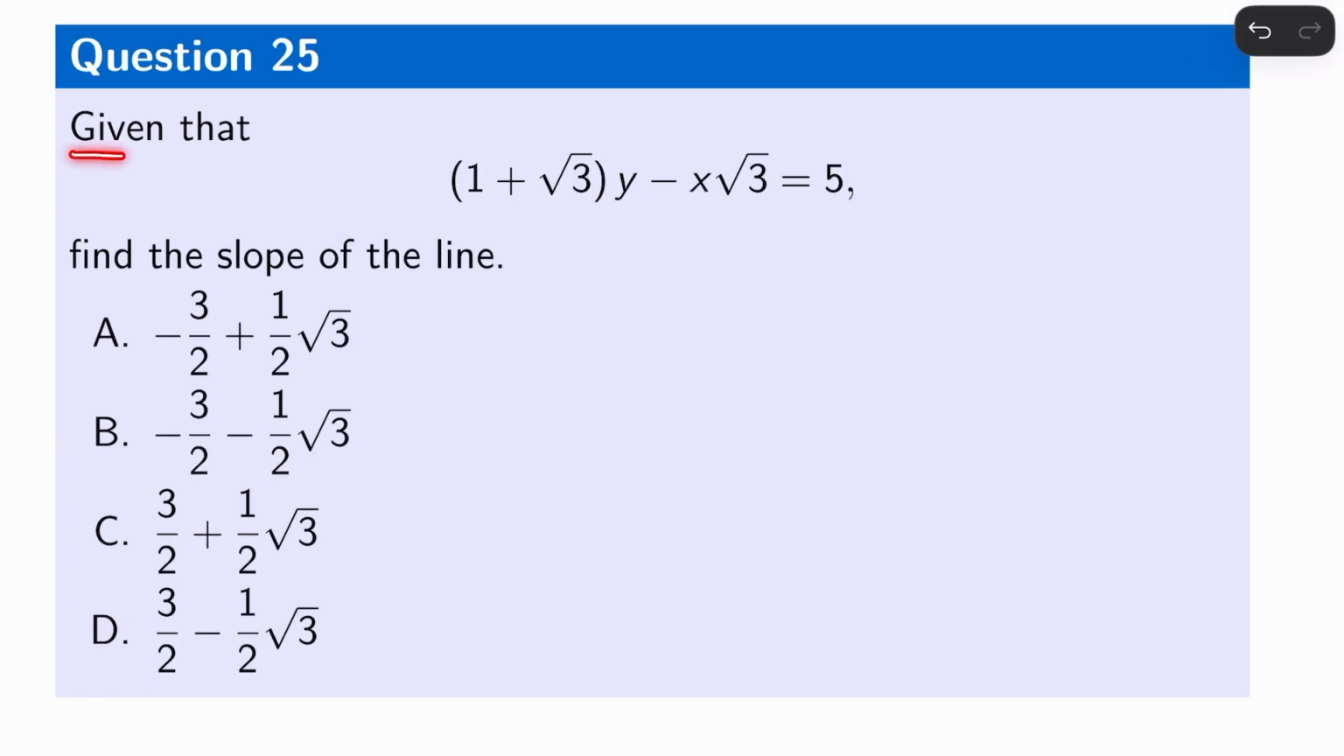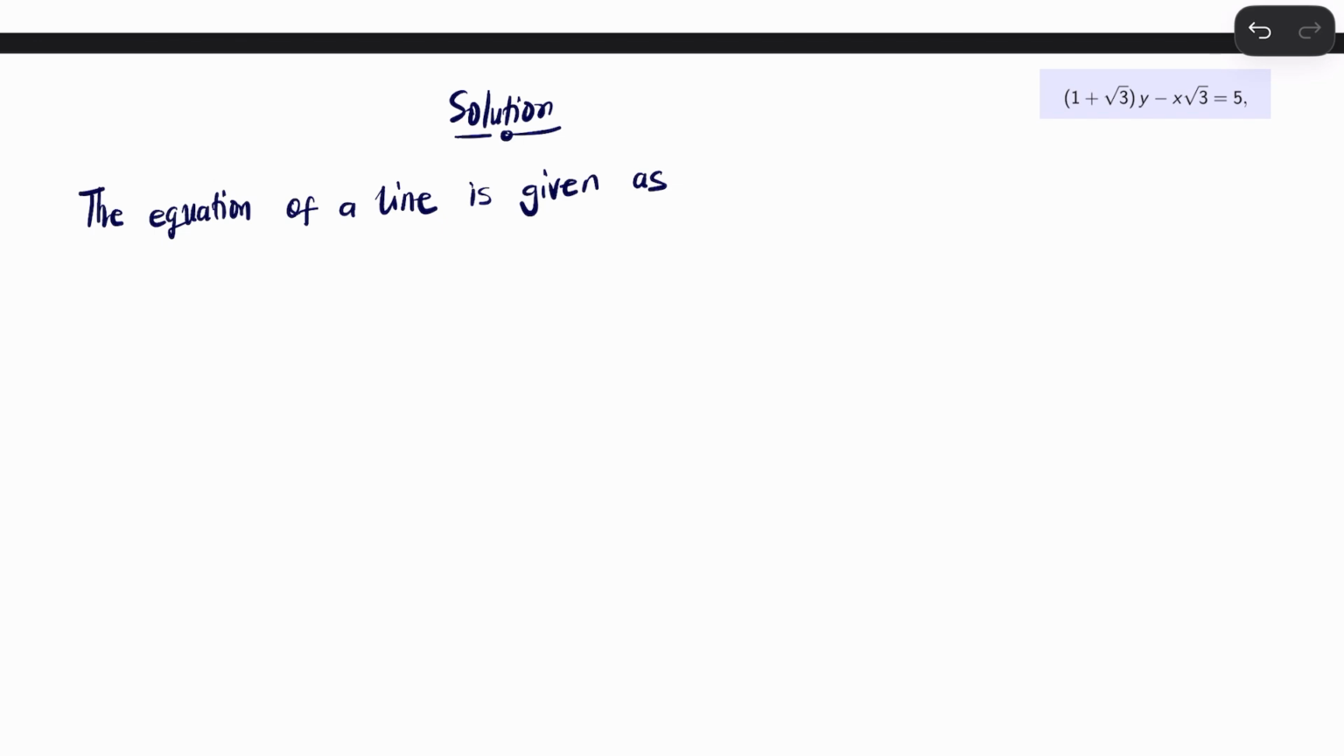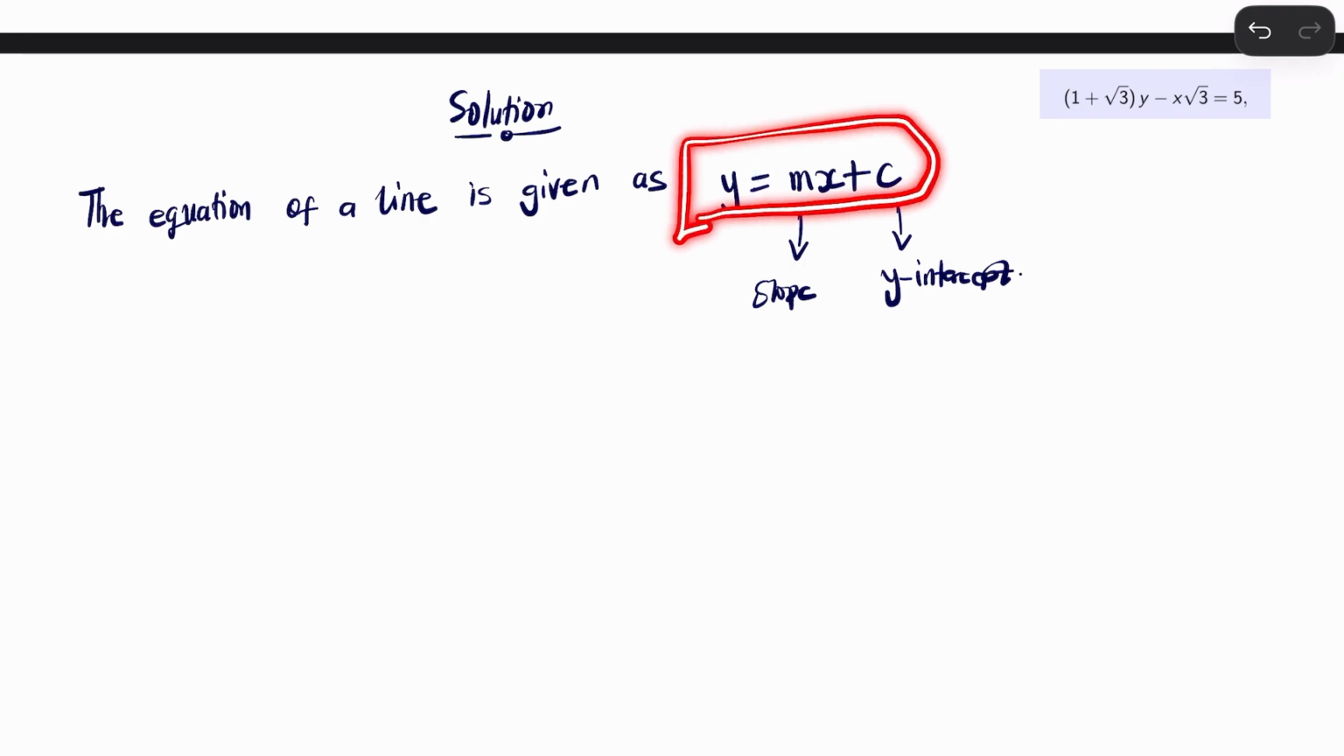Question 25. Given that 1 plus square root of 3, multiplying y minus x square root of 3, is equal to 5, find the slope of the line. The equation of a line is given as y is equal to mx plus c, where m is the slope and c is the y-intercept, right? And so if we are able to express the above equation in the form of y is equal to mx plus c, then we are going to take the coefficient of x as the slope of the line, right?